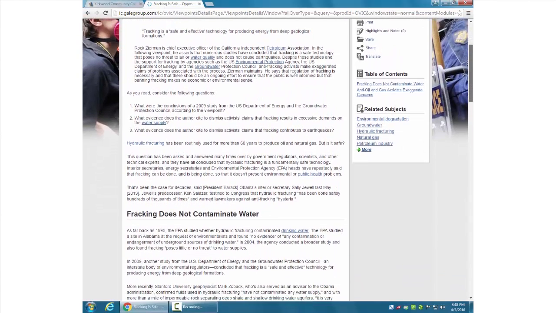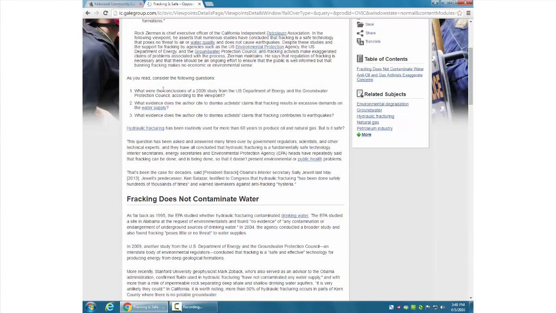And something that's nice about Opposing Viewpoints in context, we get information about the author of any piece. So Rock Zierman is the Chief Executive Officer of the California Independent Petroleum Association. In the following viewpoint, he asserts that numerous studies have concluded that fracking is a safe technology that poses no threat to air or water quality, remember that's our focus, and does not cause earthquakes.